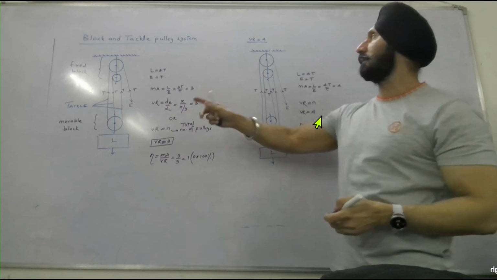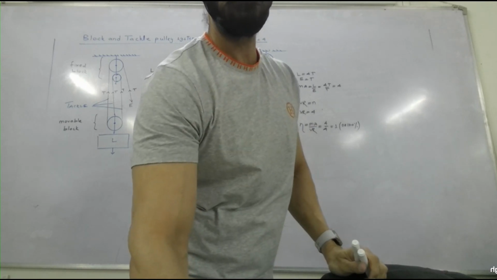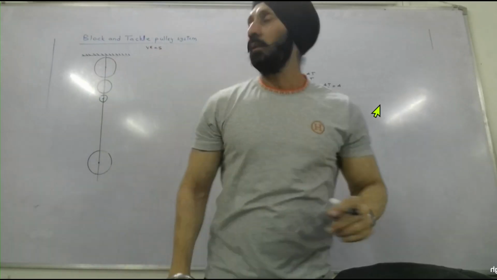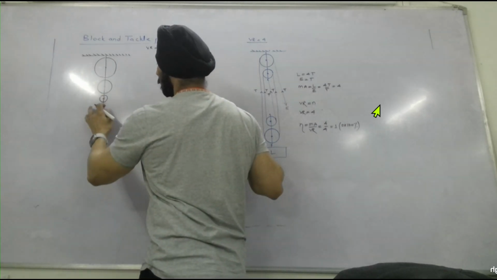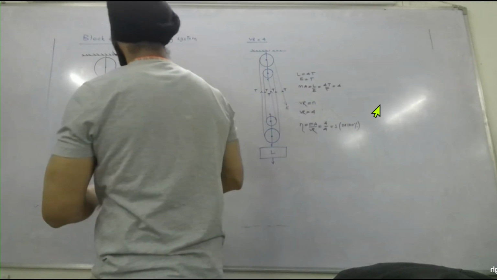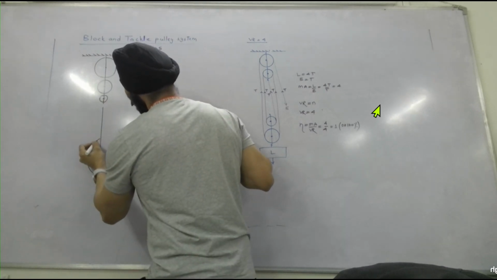Yes. So VR 3, VR 4, block and tackle pulley system. Take down please. Pulley system, VR is 5. So 3 in the fixed block. And how many in the movable block? 2 in the movable block.